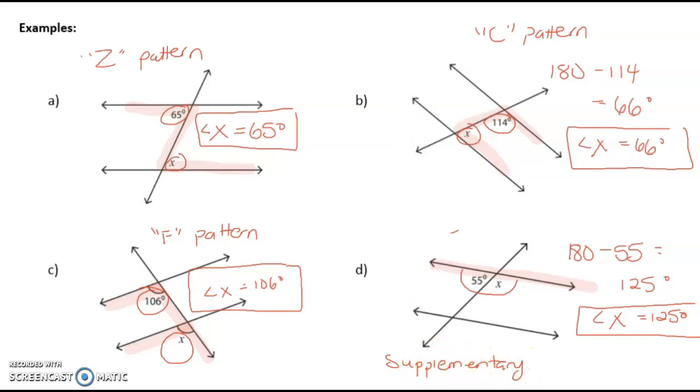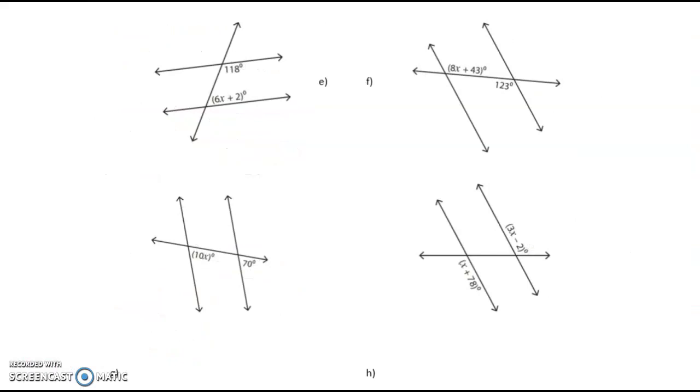Okay, so a straight line. Next, E. So now they're trying to trick you, okay? But we still have the C pattern, okay? So just remember that the C pattern still has to add up to 180 degrees. So I'm just going to put up here C, C pattern.